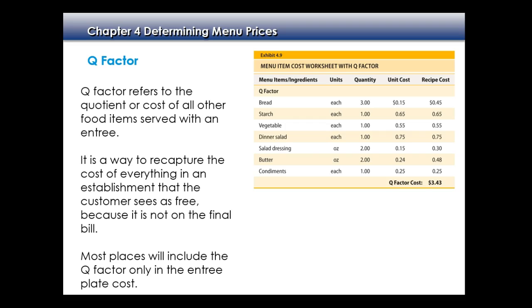I'm not a big fan of all this. Most places, the starch, vegetable, salad, those are not usually Q factored. That's going to be figured in on your whole plate cost. But the book does say that. But what you're looking for more is like your bread that's served at each table, or the butter, your condiments, salt and pepper, just the little things.